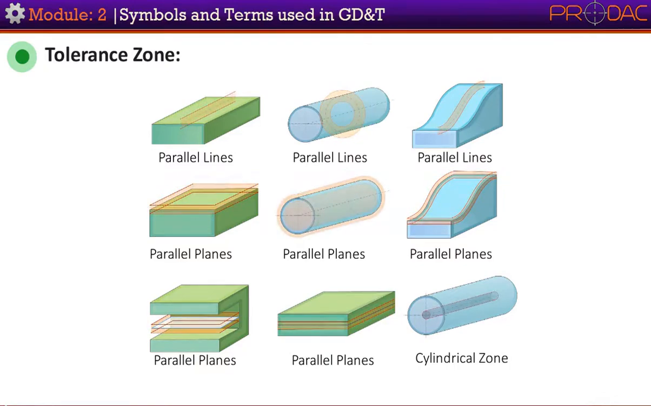In other terms, it's the difference between MMC and LMC. Here in this picture, various kinds of tolerance zones are shown. For example, zone between two parallel lines, between two parallel planes, or a cylindrical zone. If any variation in dimension happens due to tolerances, it would remain within these boundaries. This is how the tolerance zone constrains the part dimension variation.